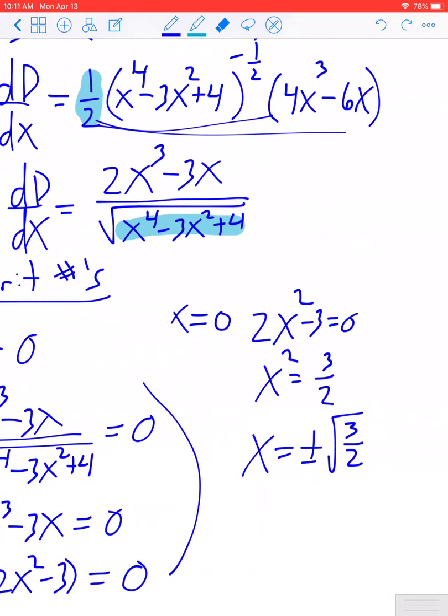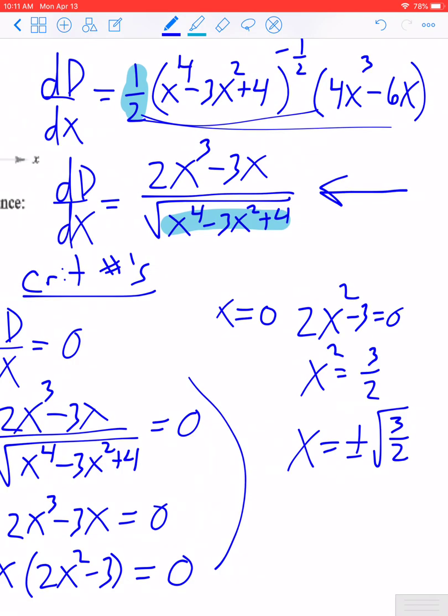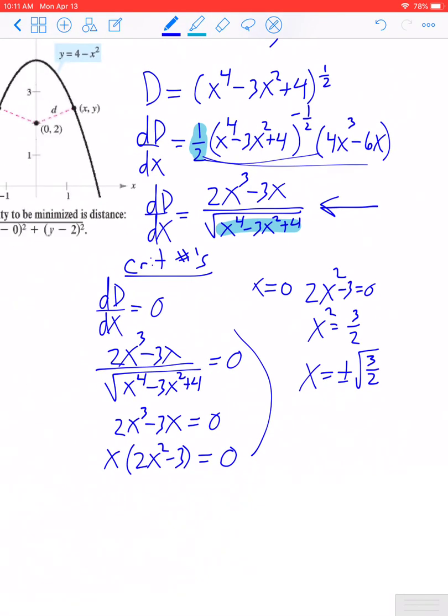So let's evaluate our critical numbers to see whether or not we're going to get maximums or minimums here, or perhaps neither. To do so, I could use either the first derivative test or the second derivative test. In terms of the second derivative test, it's convenient, but that would require us to take the derivative of this expression, dd/dx, which is not going to be the most convenient expression in the world. So let's go ahead and just use the first derivative test on this one. It's good practice.